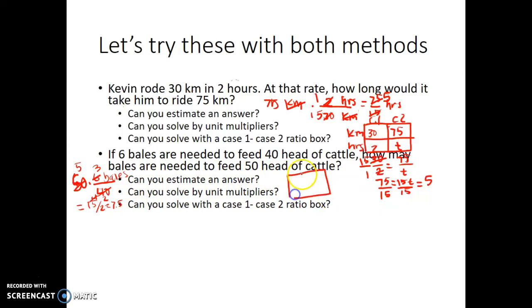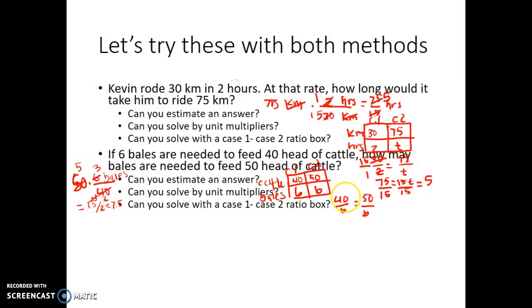If I wanted to use my ratio box, I would have cattle here and bales here. Case 1, case 2. And in the first case, I used 6 bales of hay for 40 cattle. And in the second case, I have 50 cattle. And I want to know how many bales of hay, maybe a B for bales. And so I could write my proportion as 40 over 6 equals 50 over B.